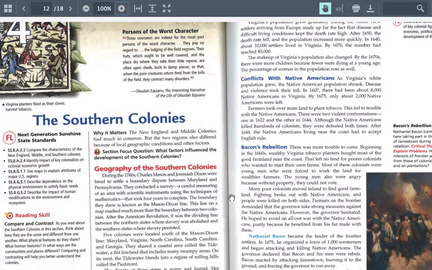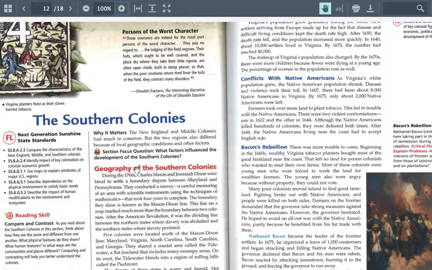Then this here starts going into a line, an imaginary boundary line that separates the southern colonies from the middle colonies. And eventually it will be used to separate slave states from free states. And it's going to be known as the Mason-Dixon line. And this first paragraph gives you a background of where this Mason-Dixon line comes from.